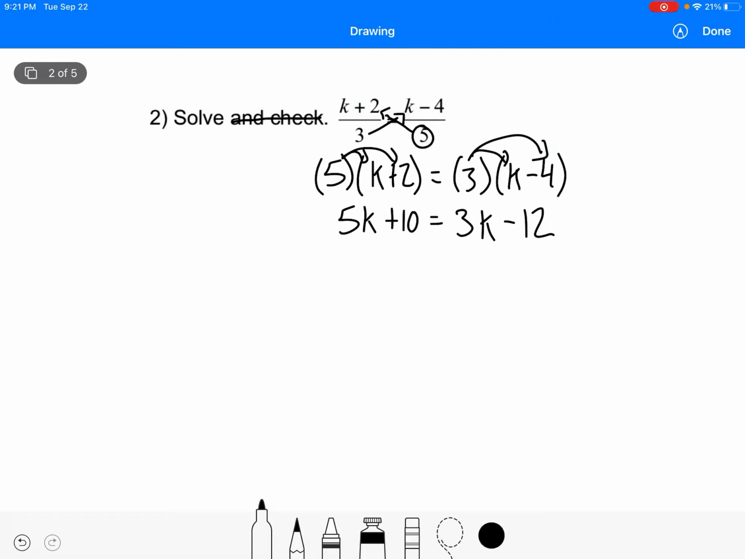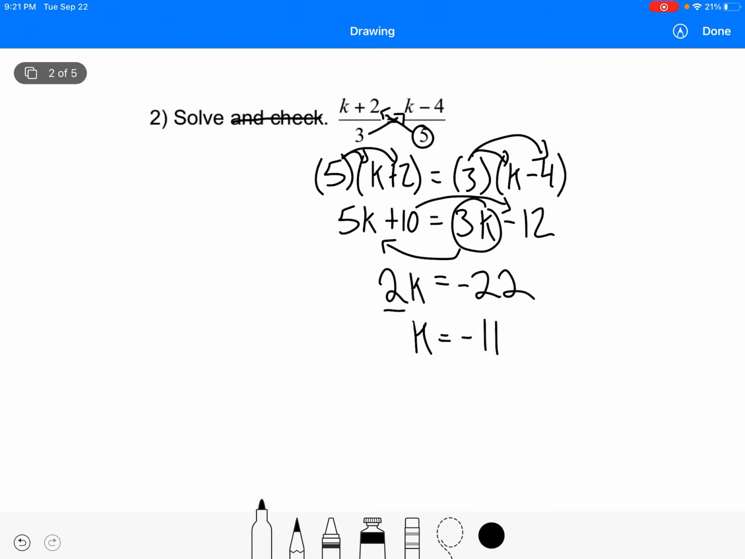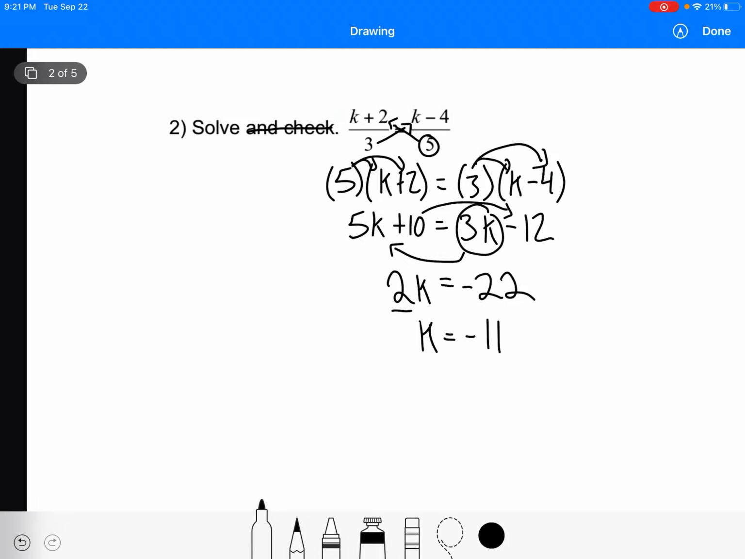Okay, so now I need to collect like terms. The 3 is going to go to this side. The 10 is going to go to this side. The 10 becomes negative. The 3 becomes negative. 5 minus 3 is 2k. 10 goes to the other side. 12, or negative 12, sorry, minus 10, negative 22. That's going to give me, I need to divide that 2 away. K equals negative 11.